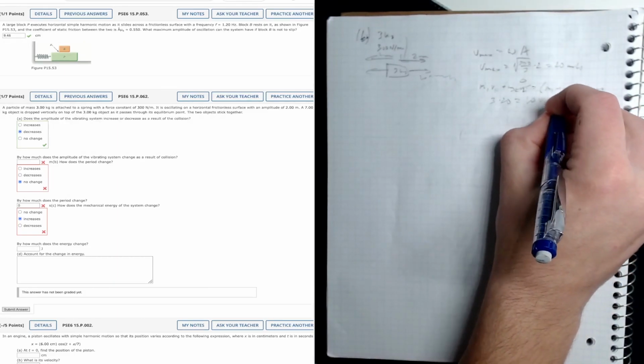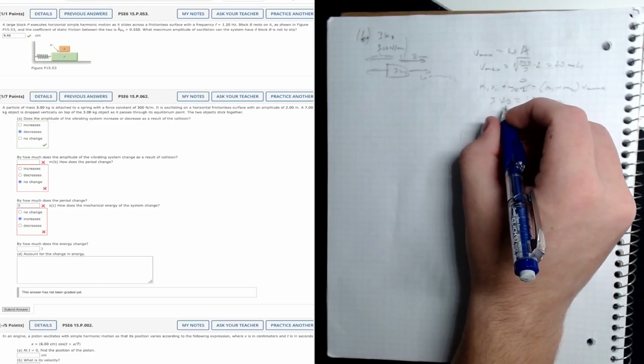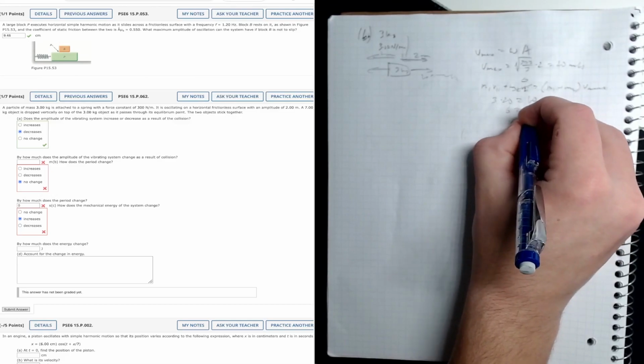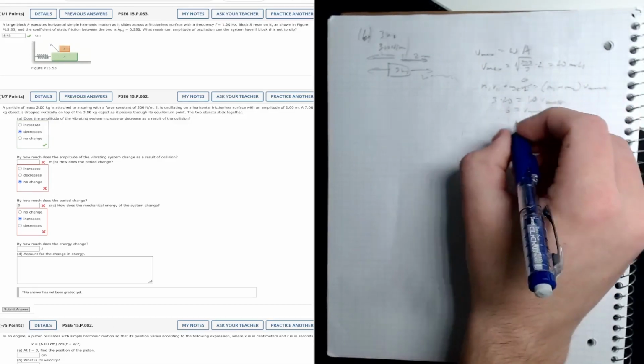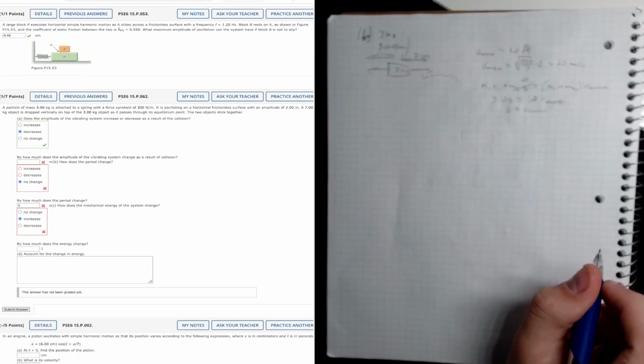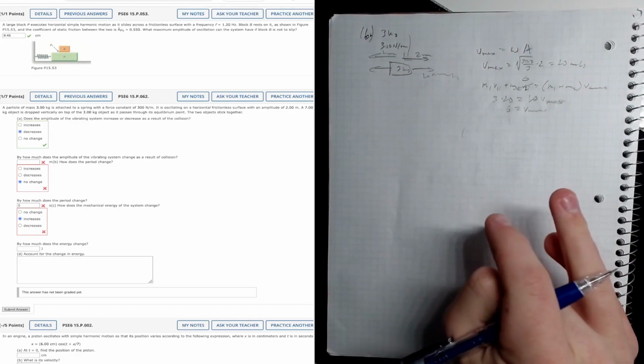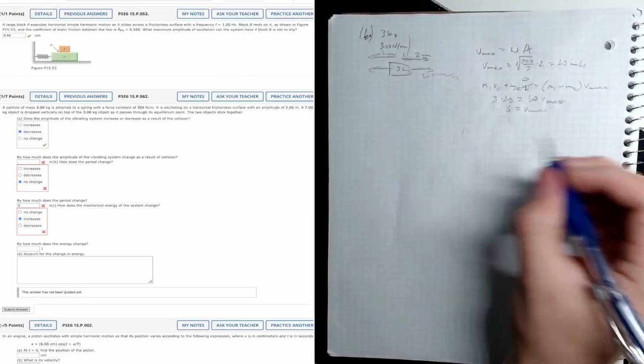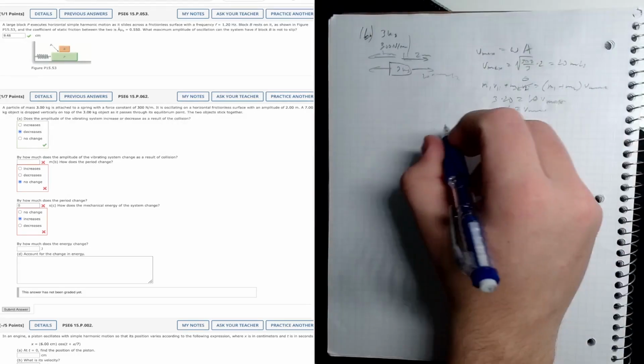New V max divided by 10. That's going to be 60 divided by 10, 6 equals velocity max of both. Now we can use the law of conservation of energy to find the amplitude of the new one.